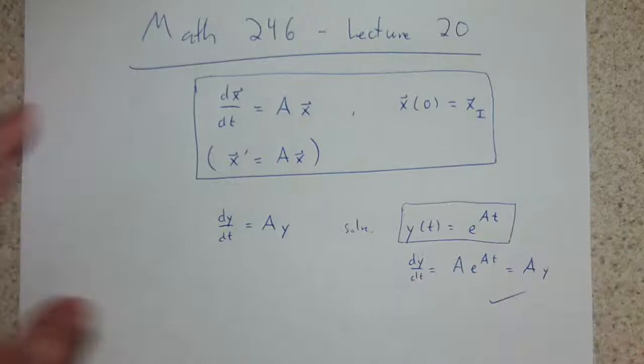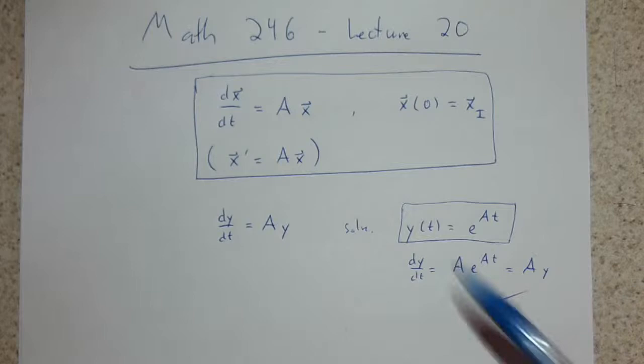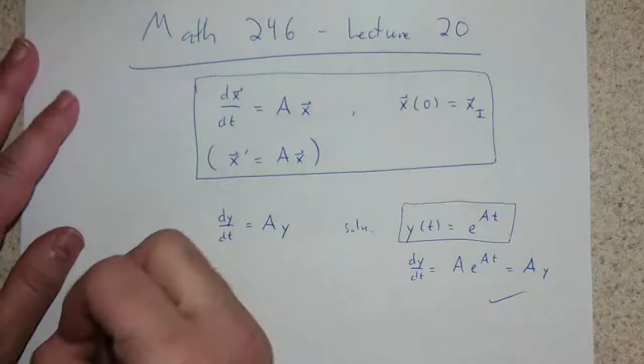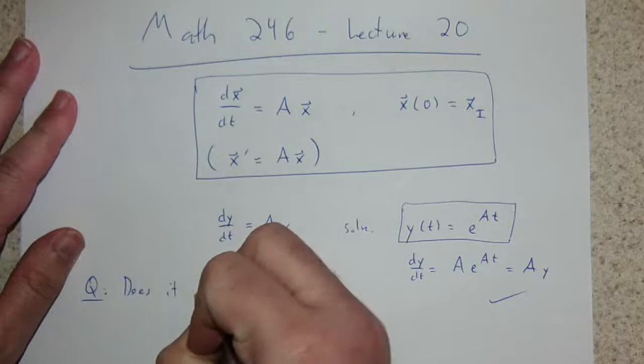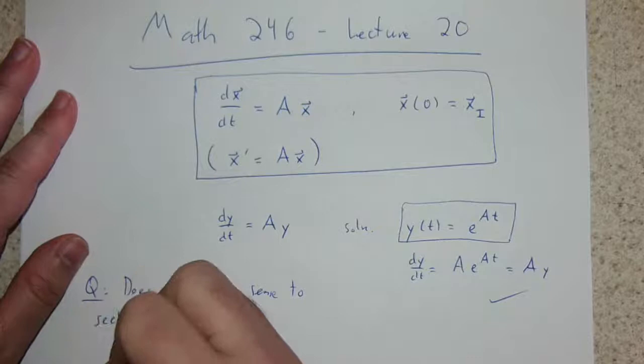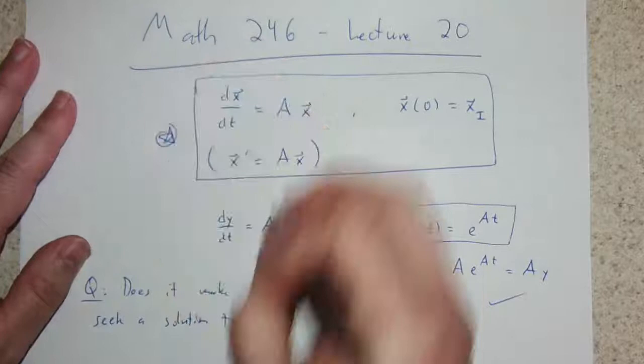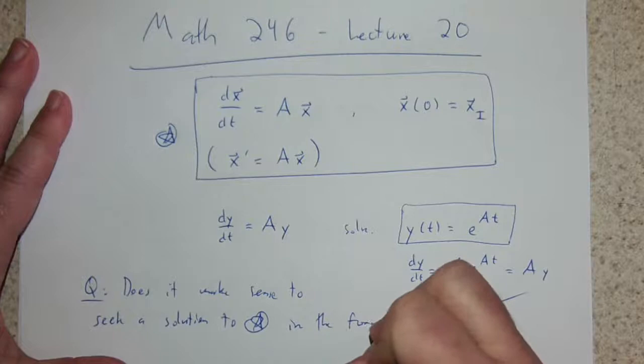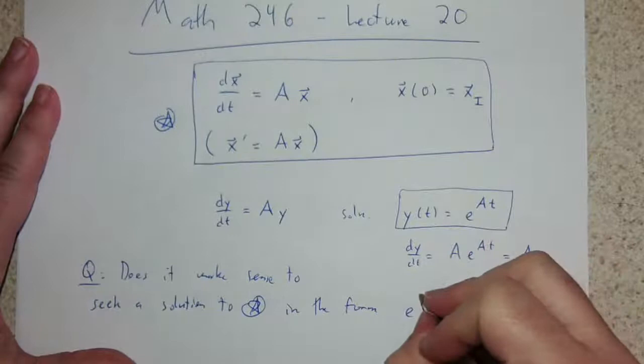Well, here, of course, we're treating this big A as if it was just a constant, but that's not quite what's going on here. This A is a matrix. So then the question: does it make sense to seek a solution to star in the form e to the tA, where A is a matrix, of course?